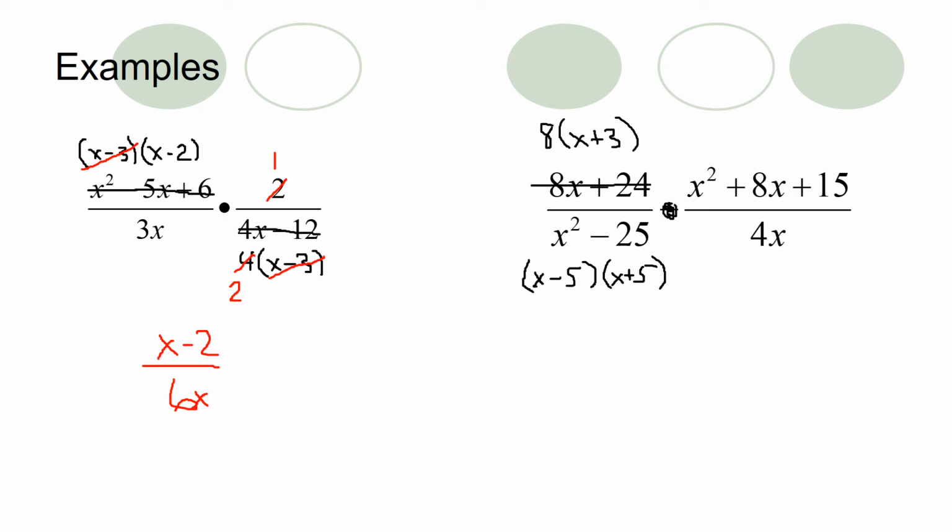This division can be changed to multiplication. Now, this goes on the bottom. This goes on the top. There's no factoring 4x, but I can factor x squared plus 8x plus 15. Factors of 15 that add up to 8 are 3 and 5. So I have x plus 5 and x plus 3.